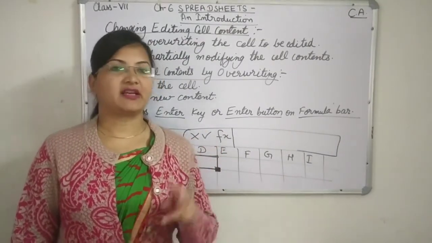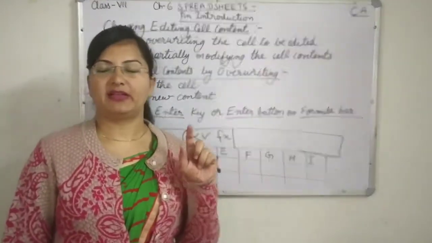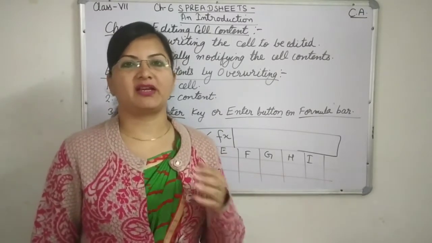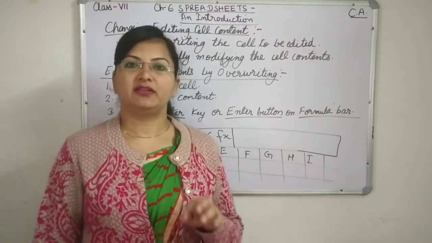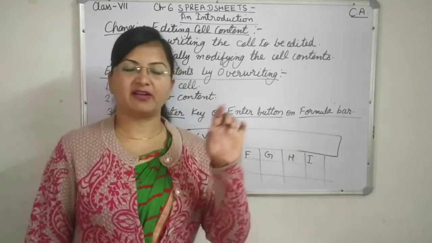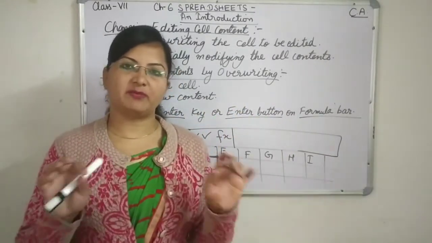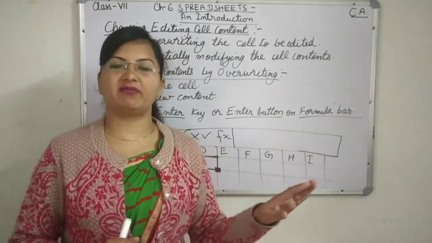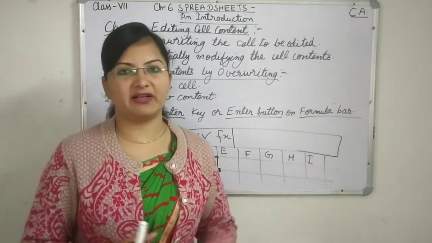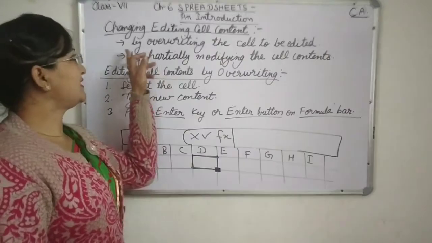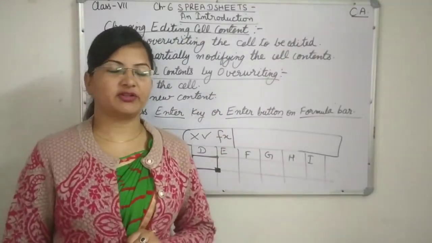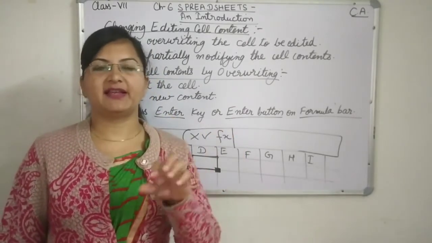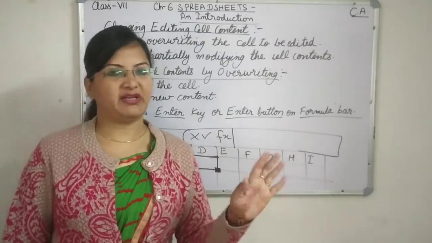The content in the cell can be changed in two ways. If we select the cell and something is written in it, like in a cell my name is written, Neelam, then select the cell and start typing the new content. That means overwriting. My name will be replaced with the other content that you have entered. So the first is by overwriting the cell to be edited. I hope you understood what overwriting is. If something is written in the cell, select the cell and type new content. The previous content will be erased.